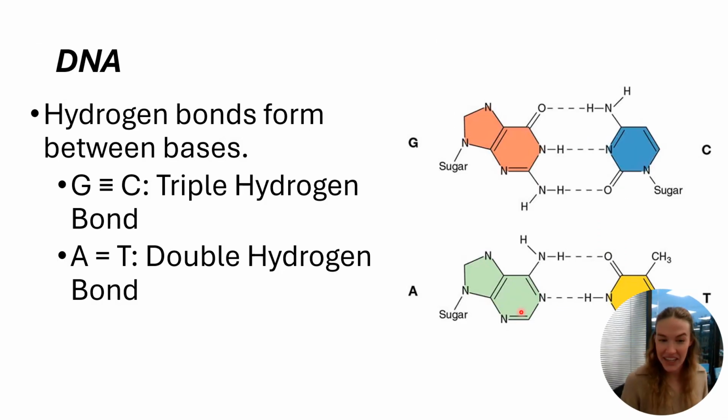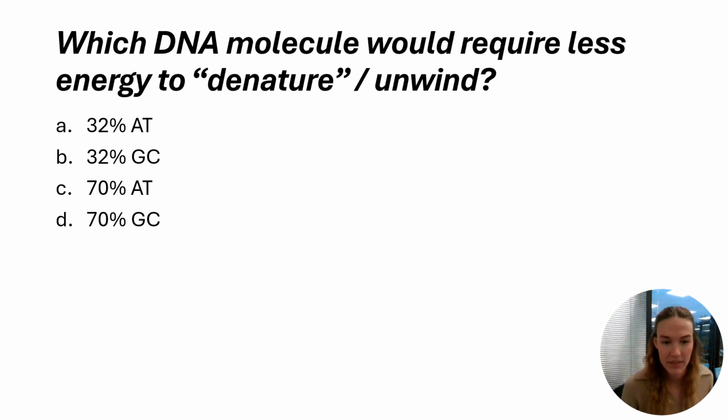Okay, that's what I was saying here. The hydrogen bonds between the bases: there are 3 between G and C, 2 between A and T, and this has some pretty important implications. If you need to ask me questions, please feel free to come after school and I can explain this again.